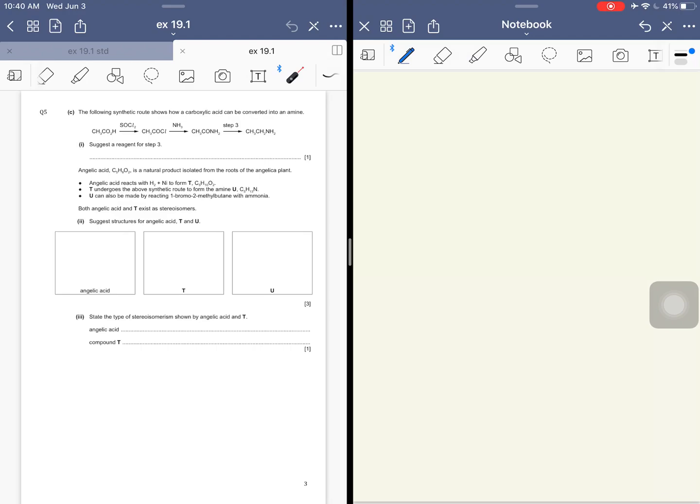Assalamualaikum everyone. So today we're going to continue with question number 5, part C. It is asking for the reagent for step 3. Basically, this is something that you have not learned, but you will in the next topic.